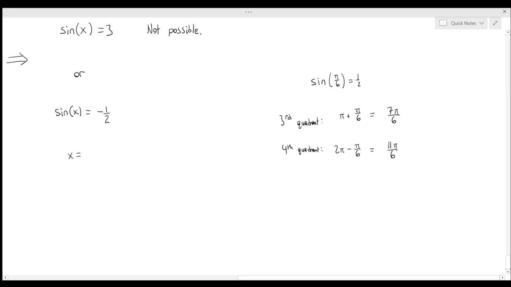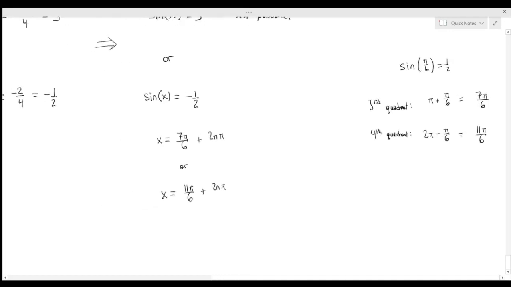And to get the general solution, I know that sine has a period of 2 pi. So I could add to this any integer multiple of 2 pi to get more solutions. And then likewise, 11 pi over 6 was another possibility, and we can add any integer multiple of 2 pi to get more solutions. Okay? All right, so any questions about that?